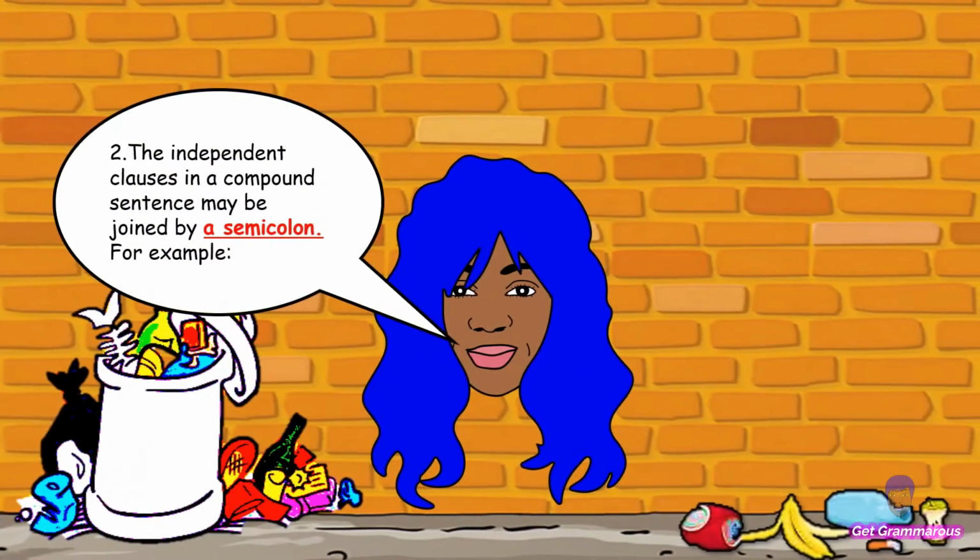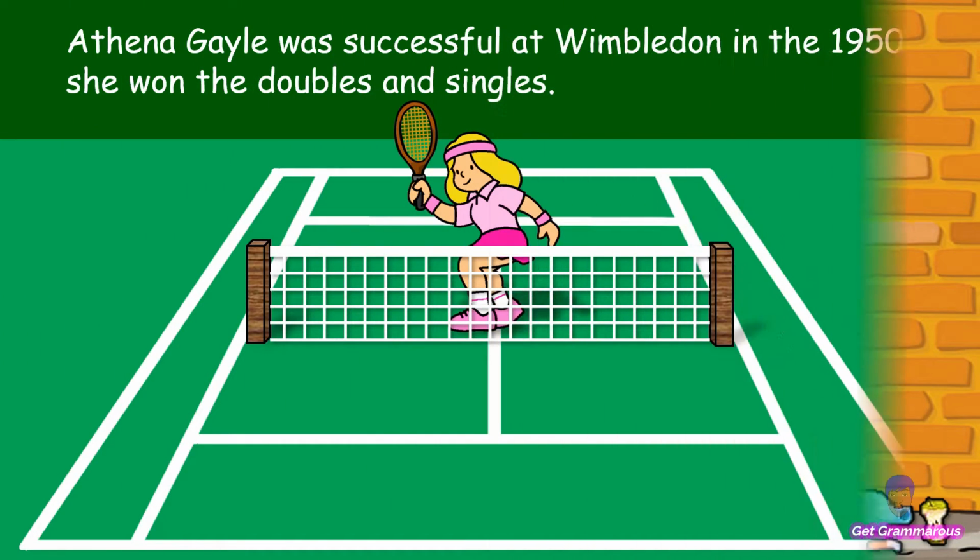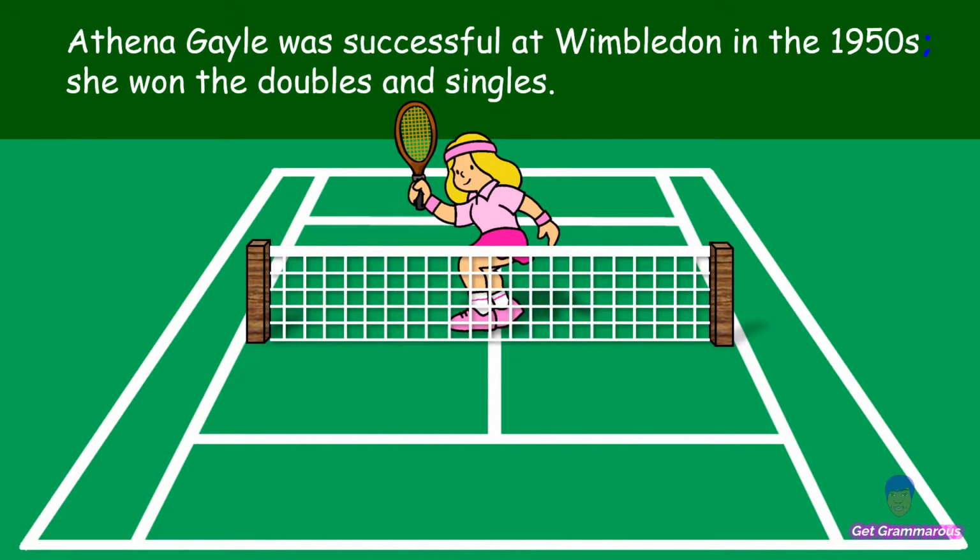Number two, the independent clauses in a compound sentence may be joined by a semicolon. For example, Athena Gale was successful at Wimbledon in the 1950s; she won the doubles and singles. Here we have two independent clauses joined by a semicolon.